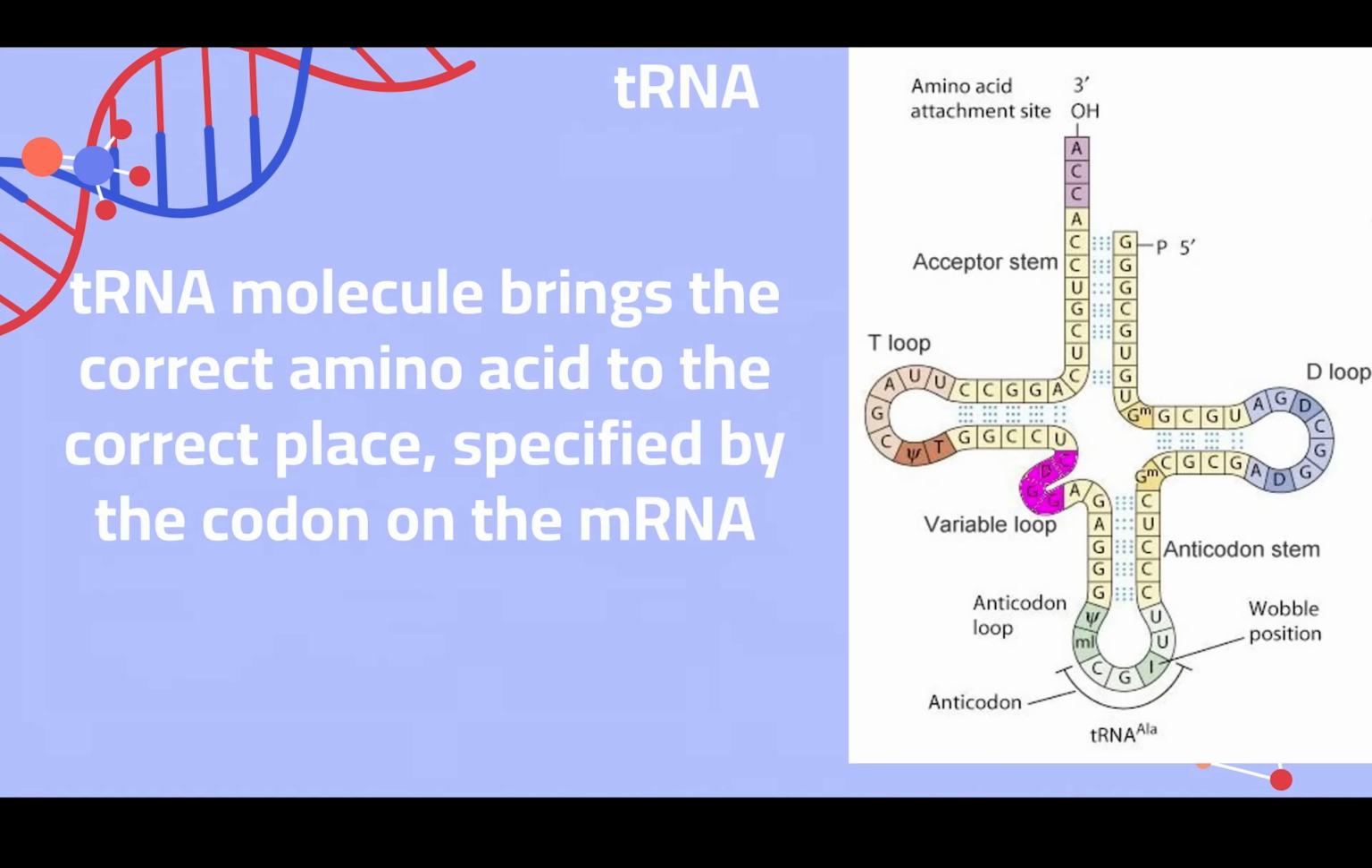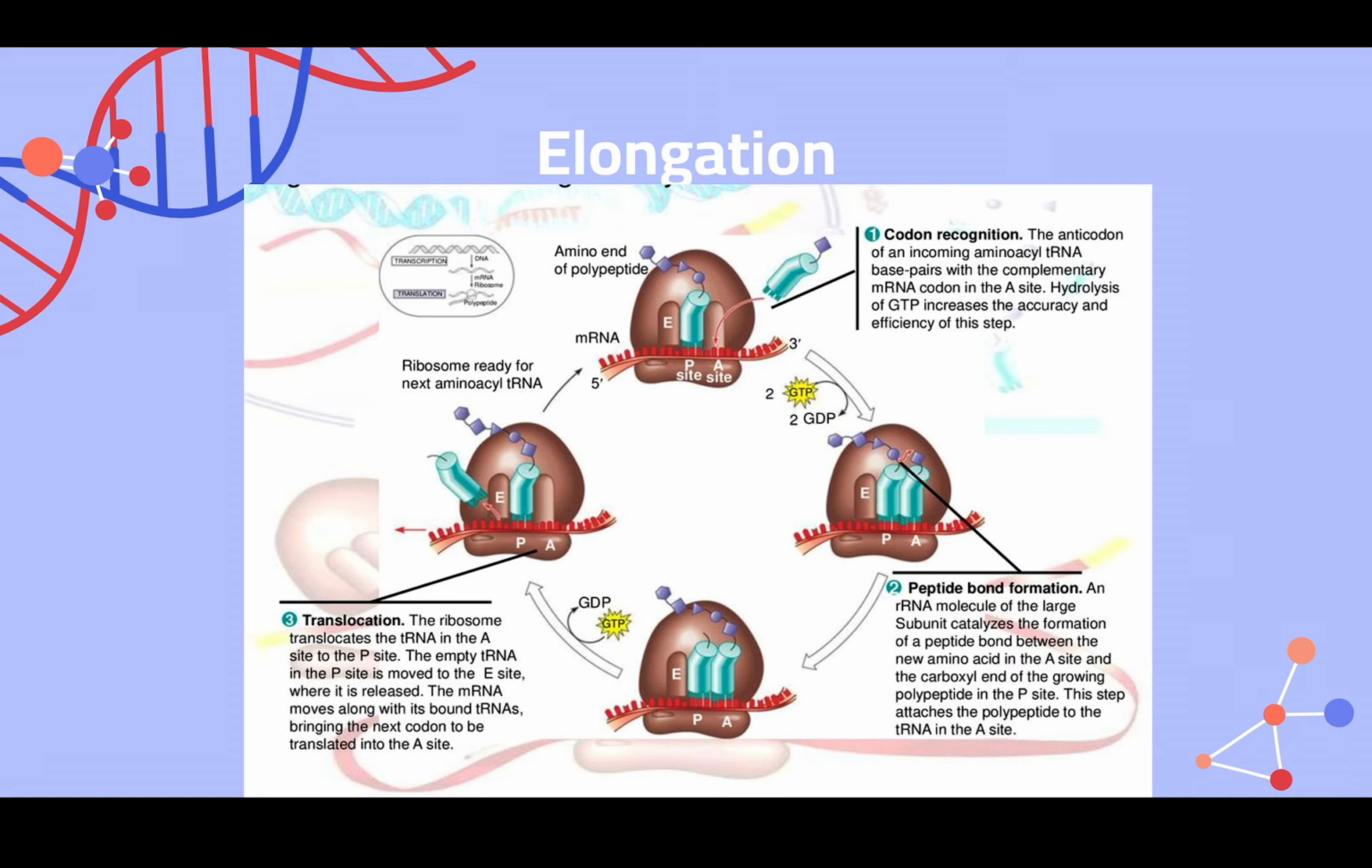And then I'm going to discuss tRNA before I actually get into elongation. tRNA is a molecule that brings the correct amino acid to the correct place specified by the codon on the mRNA. Basically, tRNA uses anticodons, which are complements of mRNA codons. And as I'll discuss in a minute, tRNA helps with the elongation stage.